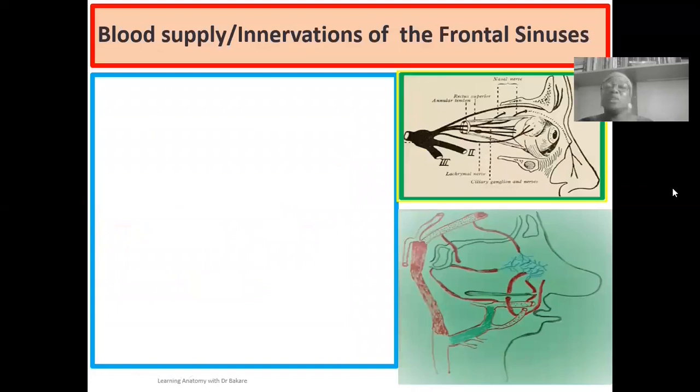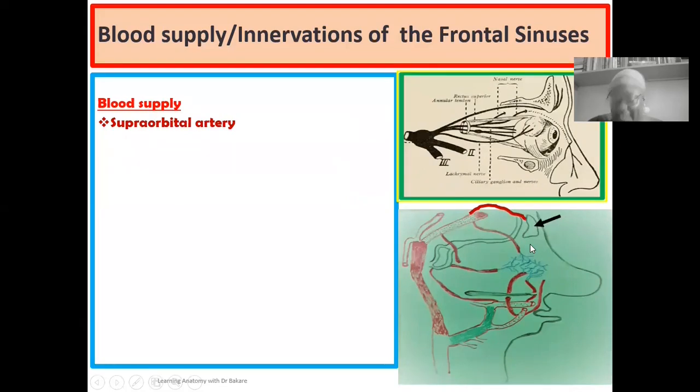So talking about the blood supply of the frontal sinuses, the frontal sinuses are supplied by branches from the supraorbital artery. This is the frontal sinus in this image down here. And we know that the frontal sinuses are located in the anterior part, of course, above the nasal cavity. This is the nasal cavity down here. It is the only paranasal sinus that is seen to be located above the nasal cavity. And we already stated in our previous slide the specific region where this frontal sinus is located.